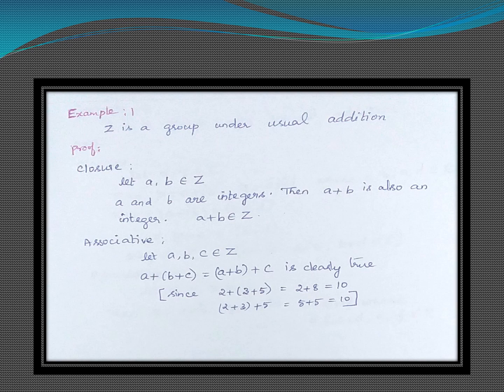Next condition, associative. For this, we have to take three elements a, b, c belongs to Z. The associative property becomes (a plus b) plus c equals a plus (b plus c). Here we are using addition of three integers. It is clearly an associative property. This plus satisfies the associative property.